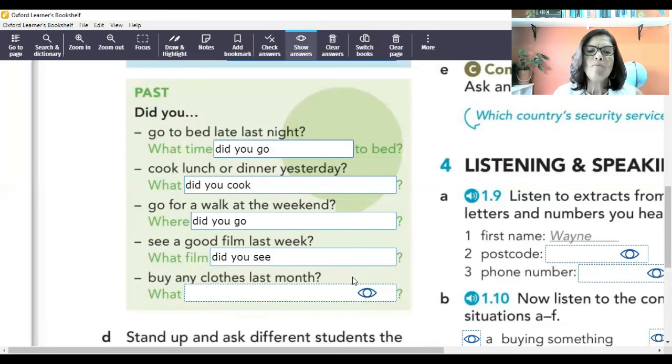Did you buy any clothes last month? Month. What did you buy? Okay? So this type of exercise helps with your fluency. So you're going to be able to keep the conversation going, right?